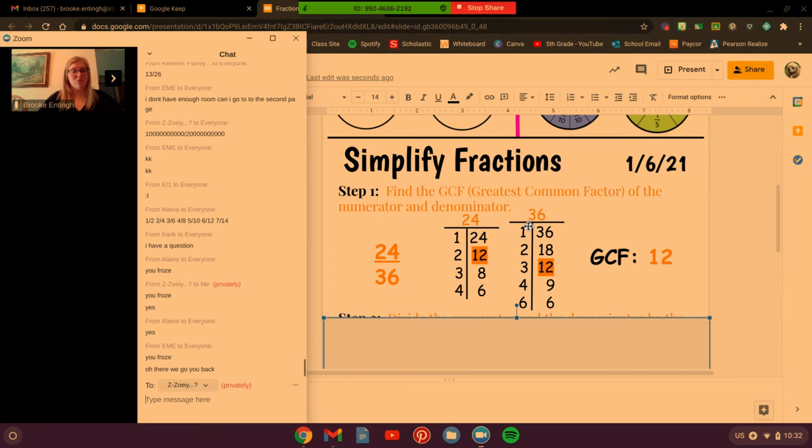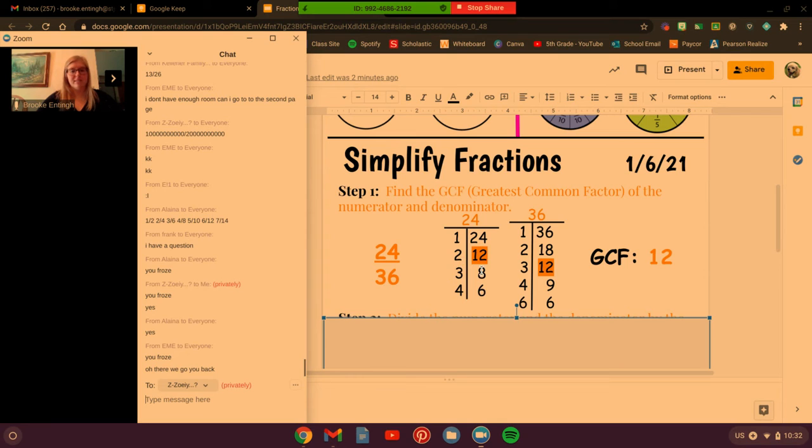Then I did the same thing for 36. So 1 and 36, 2 and 18, 3 and 12, 4 and 9, 6 and 6. So once you list out as many factors as you can for 24 and 36, or for your numerator and your denominator, that's when you start looking at the factors and you look for the largest number they both have in common, the largest factor they both have in common. So they both have 1, they both have 2, they both have 3, they both have 4, they both have 6, and it doesn't matter what side it's on.